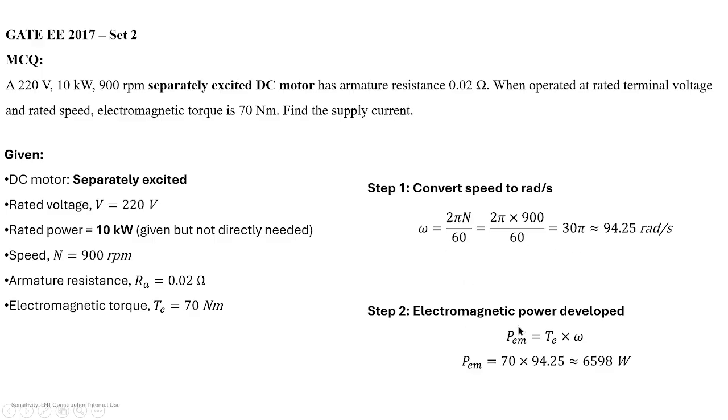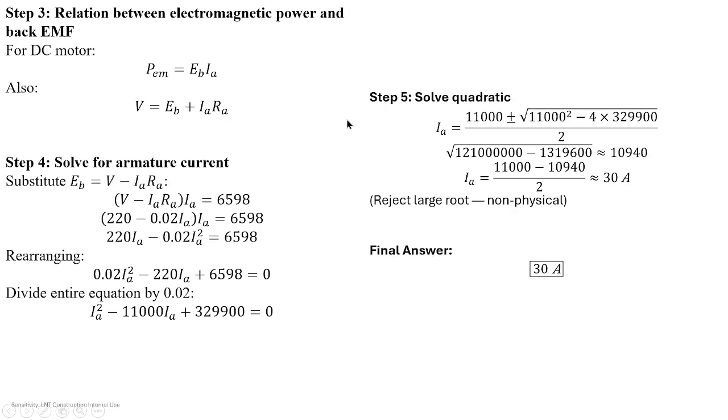And with the help of this formula, PEM is equal to TE into omega. This is the electromagnetic power developed formula. So torque is given and omega is given. So PEM is equal to 6598 watt. Now we have to find the supply current. So P is equal to EB into IA is also a formula in DC machine. So V is equal to EB plus IARA.